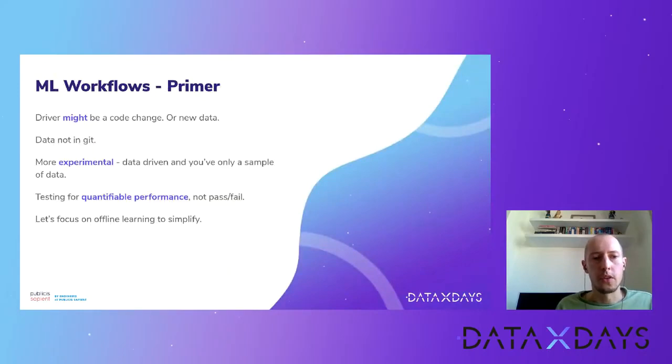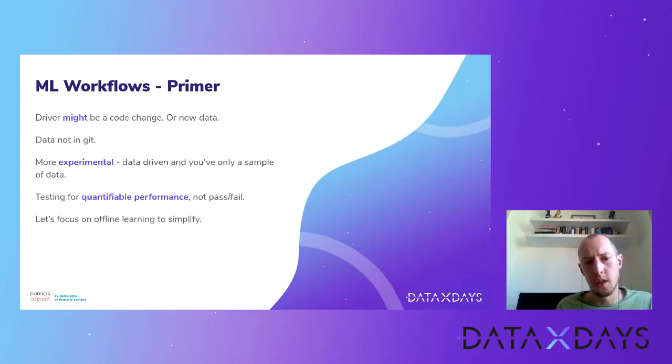Now, with machine learning workflows, the driver might be a code change, or it could be new data. And the data is not necessarily in Git. Git's not a great data store for data in large volumes. Once you get into the gigabytes, it doesn't stand up quite so well. The workflow is more experimental for data science. It's based around taking slices of data and playing around with those and looking for patterns in that data.